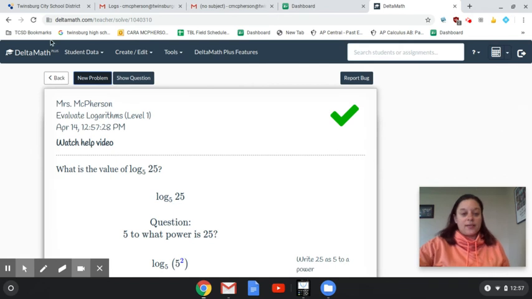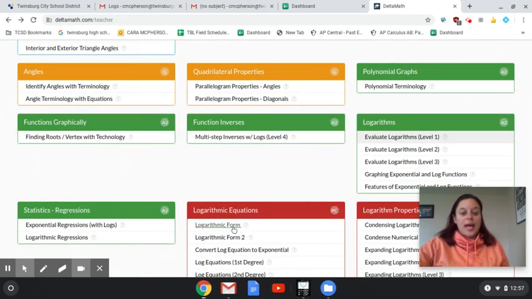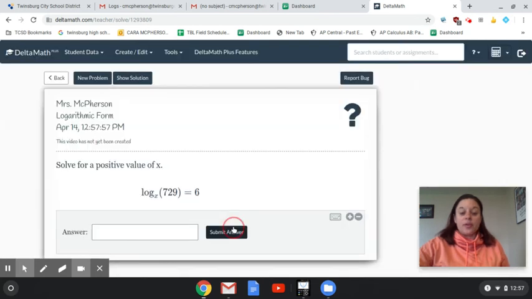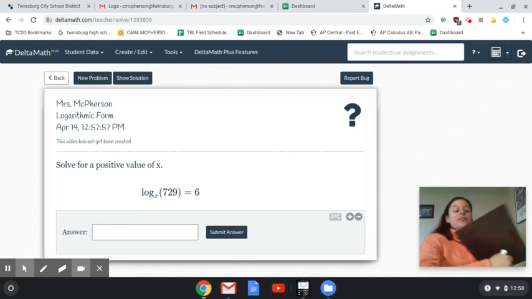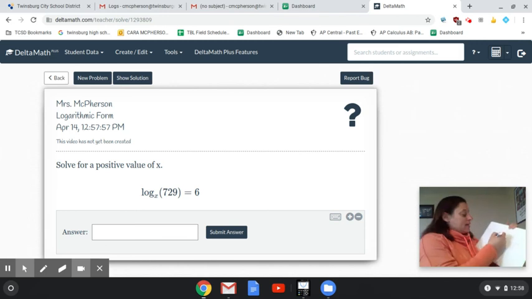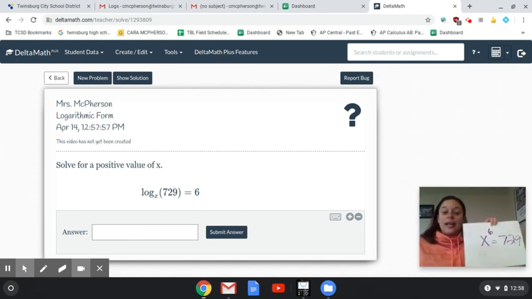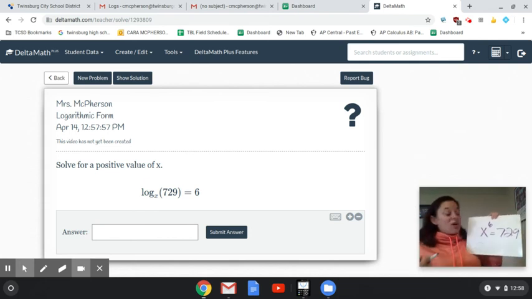The other thing you're going to be asked to do on Delta Math is answer some that are in logarithmic form. So this is saying log base x of 729 equals 6. What you're going to write is you're going to follow that pattern. So what this is saying is x to the sixth power equals 729. So writing it again as an exponent, taking the base number to the power that's out there, x to the 6 equals 729. This also might be a guess and check.